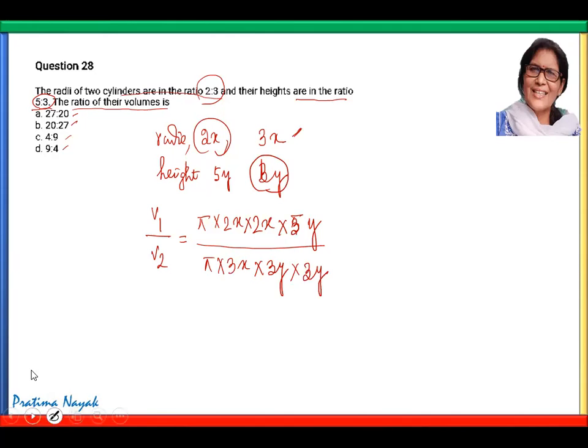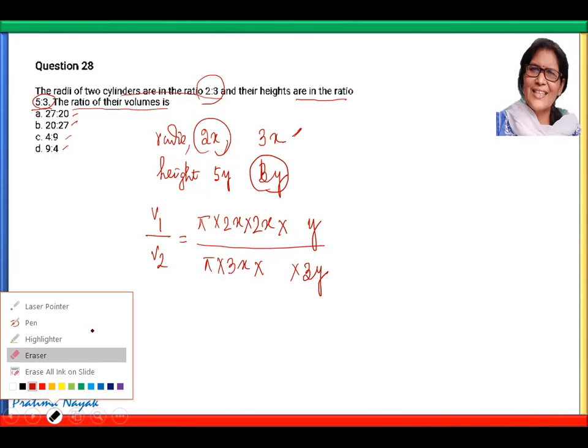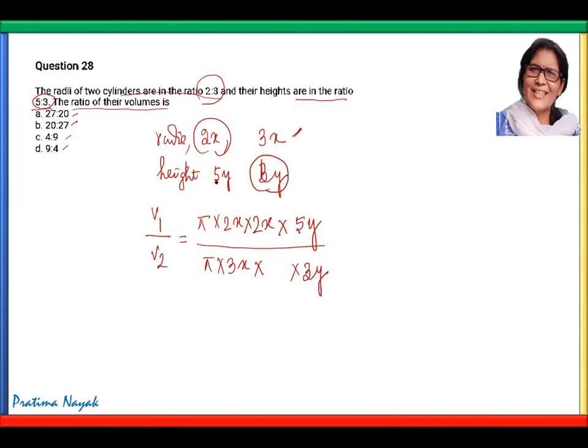This will be 3x, I should not make a mistake. This is 5y, height is 5y, first one, and this is your 3x. But to cancel, you know how to cancel. Pi cancelled, x cancelled, x cancelled, y cancelled. Now multiply the numbers. So 2 multiplies 2, 4 multiplies 5, 20. Then 3 multiplies 3, 27. What is the ratio? Ratio is 20 is to 27. Where is the answer? B is answer.